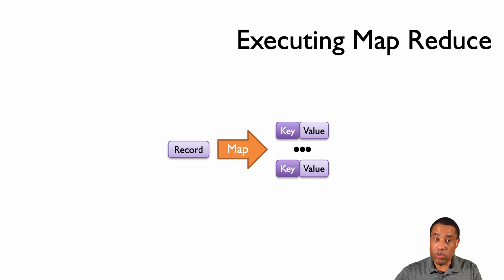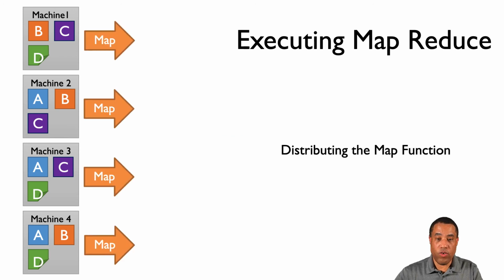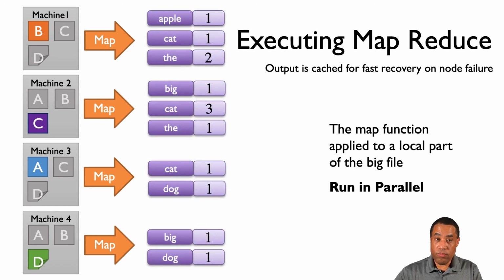Okay, so let's look at how we execute MapReduce. So we have our record. The map takes that record and generates a set of keys and values from it. And so we distribute that map function across all of our machines, running all of those map functions in parallel. So we can apply the map function to B on machine 1, to C on machine 2, to A on machine 3, and D on machine 4. All right? So they're all running in parallel. And the output, we cache that, and that lets us have fast recovery if a node fails.